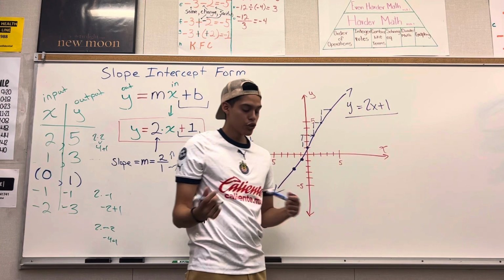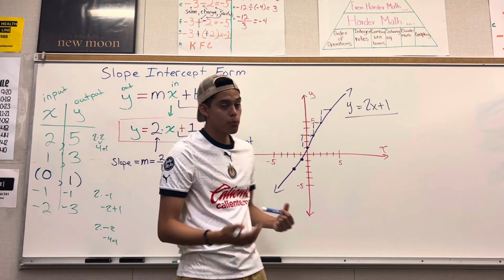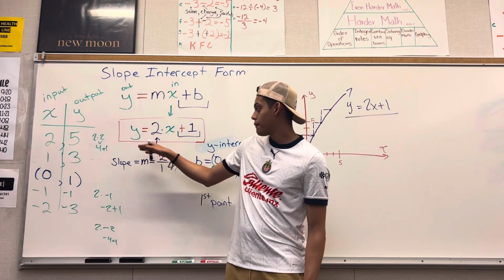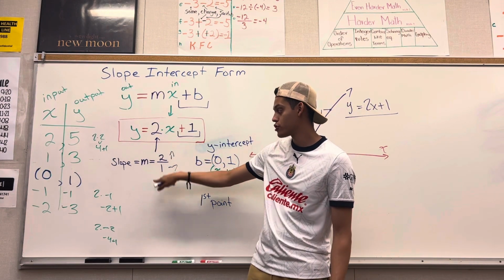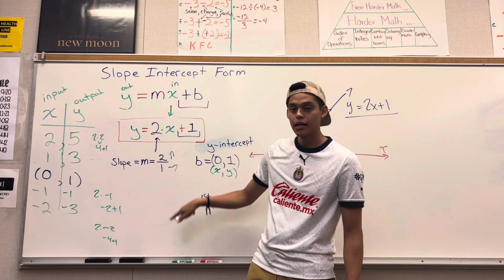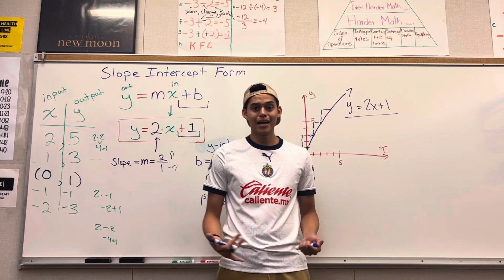So that is how you graph with slope-intercept form. Don't forget your slope, don't forget the y-intercept is your first point, then use the slope, rise over run, and that is basically it.